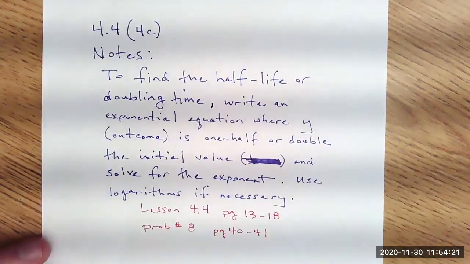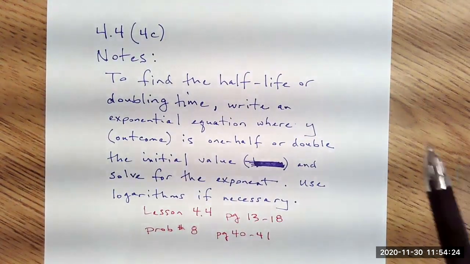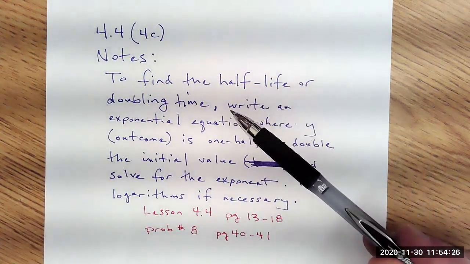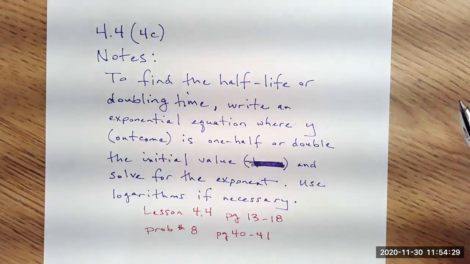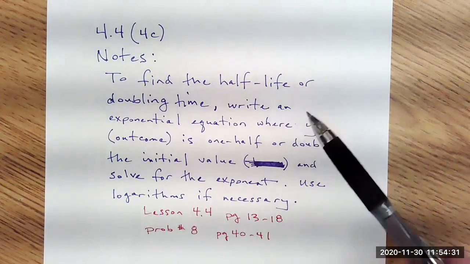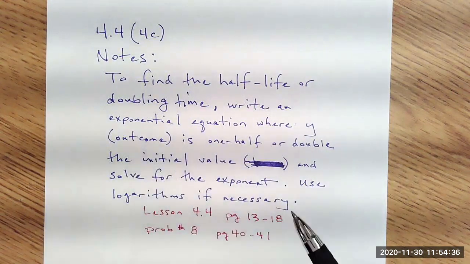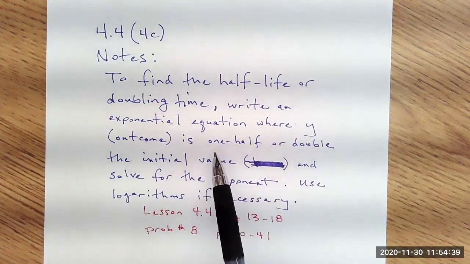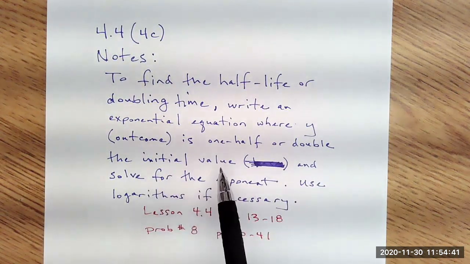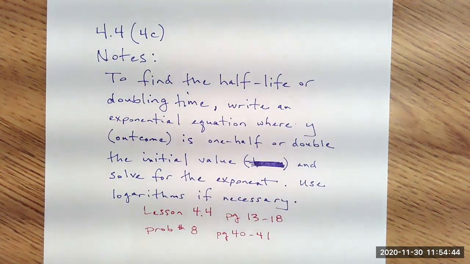The other type of 4C problem is typically asking you to find the half-life or doubling time, an exponential problem. So write out the exponential equation, and y is going to be the outcome, and you simply make it half or double of the initial value, and then you solve for the exponent. Solve for the exponent and use logarithms. Now, logarithms are going to be necessary because you're not going to be able to rewrite the problem as a common base and just drop the bases.